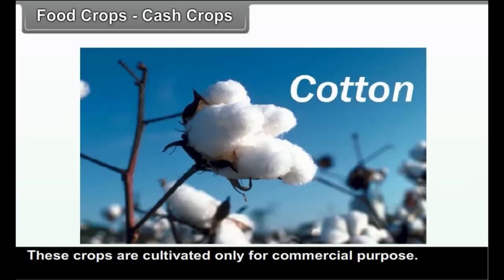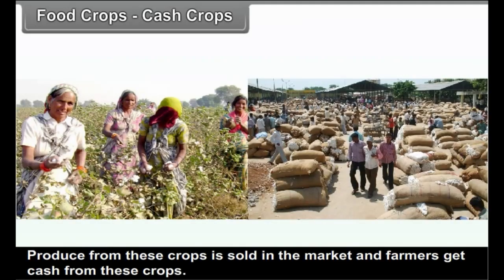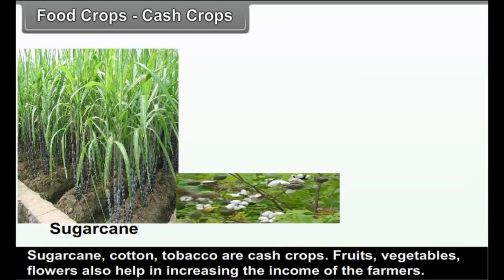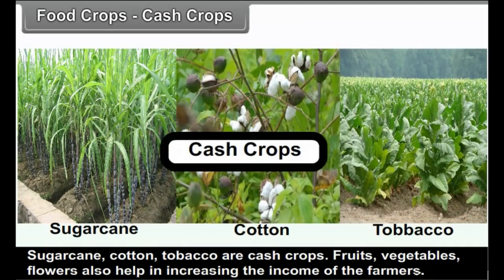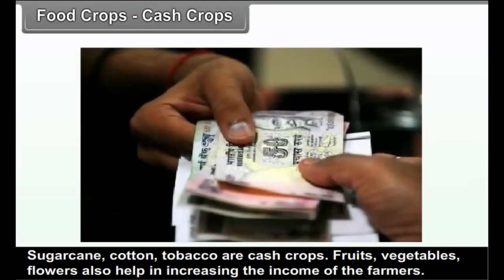Cash crops. These crops are cultivated only for commercial purpose. Produce from these crops is sold in the market and farmers get cash from these crops. Sugarcane, cotton, tobacco are cash crops. Fruits, vegetables, flowers also help in increasing the income of the farmers.